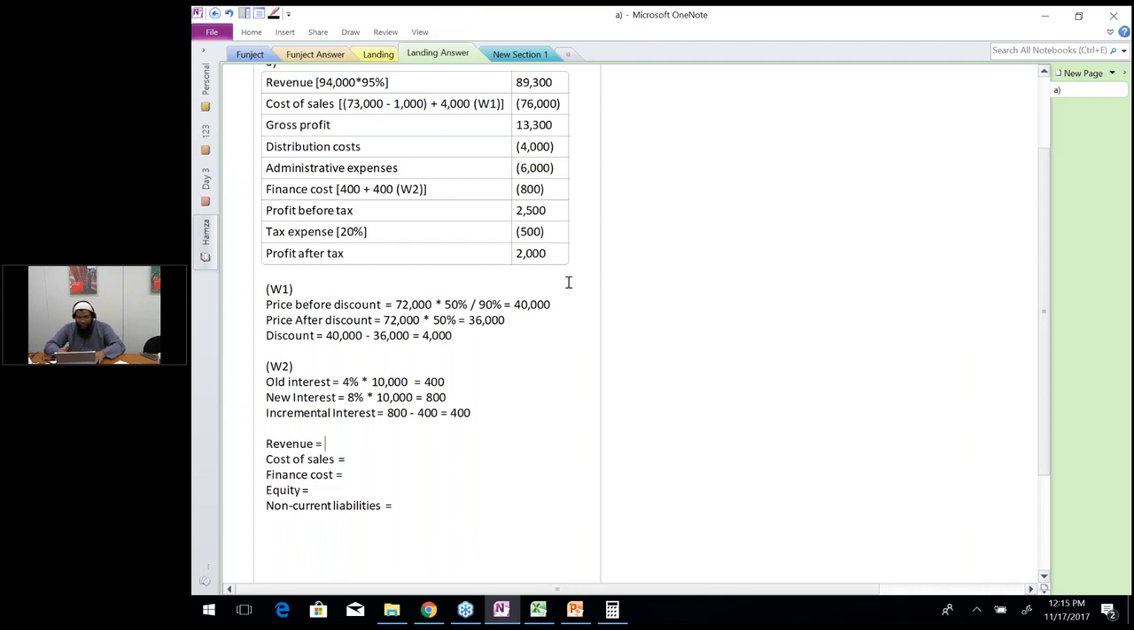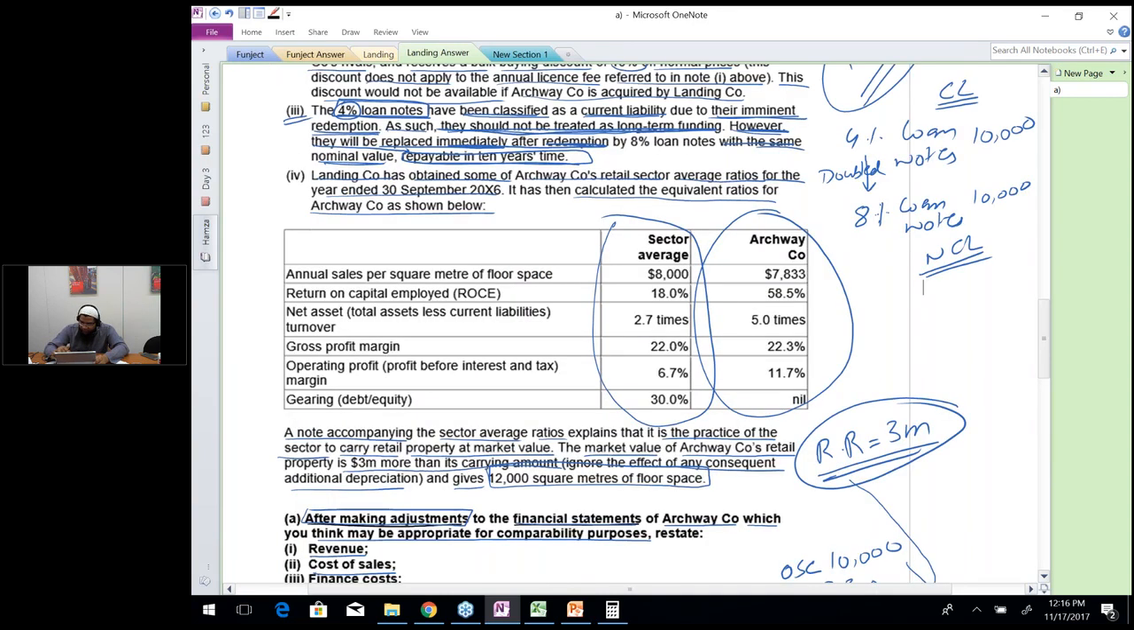So the question's requirement was to calculate the new revenue, which is 89,300, the new cost of sales, which is 76,000, the finance cost, which is 800, the equity that we have already calculated as 15,300, and the non-current liability is going to be 10,000. How 10,000? That we are actually transferring the 4% loan notes from current liability to non-current. So this 10,000 will be shown as a non-current liability in the balance sheet.